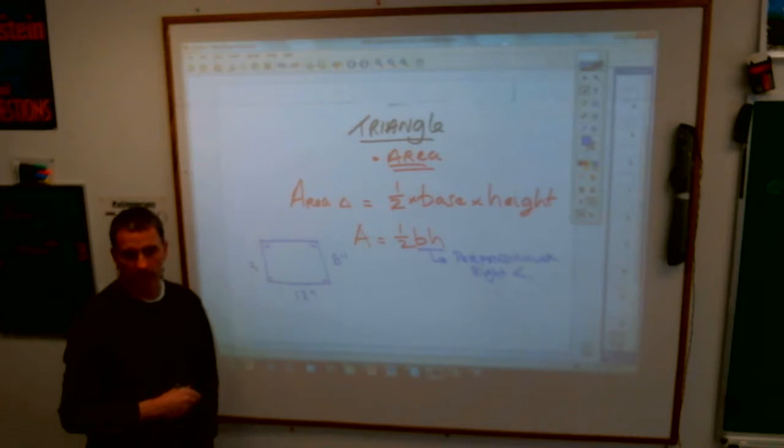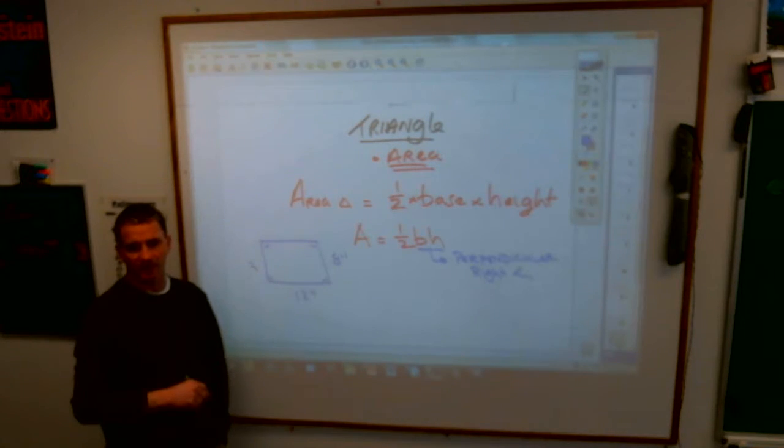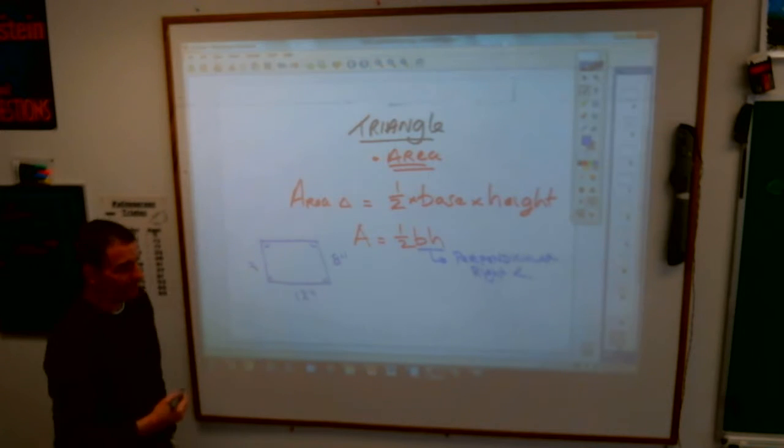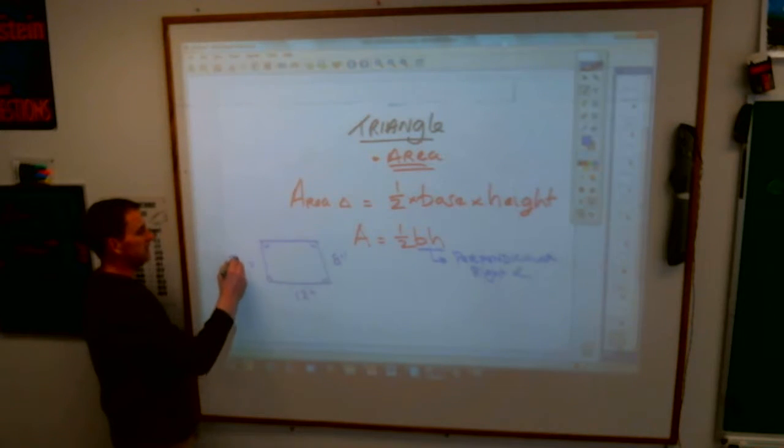Wade's almost got it. Go, Wade. He's writing it on paper. Come on. Evelyn? 96. Okay. The area of this is 96 square inches.